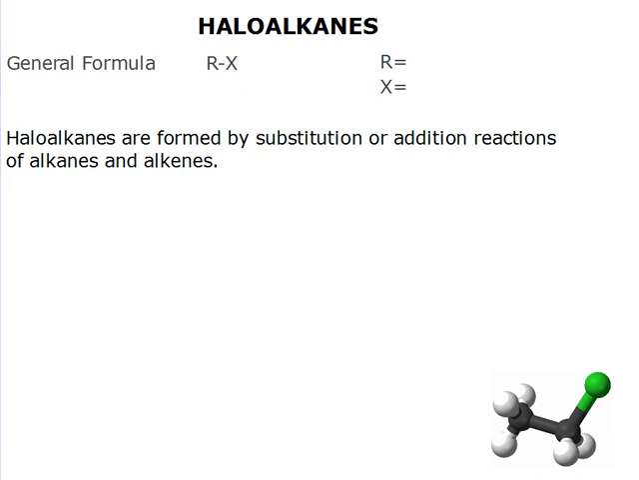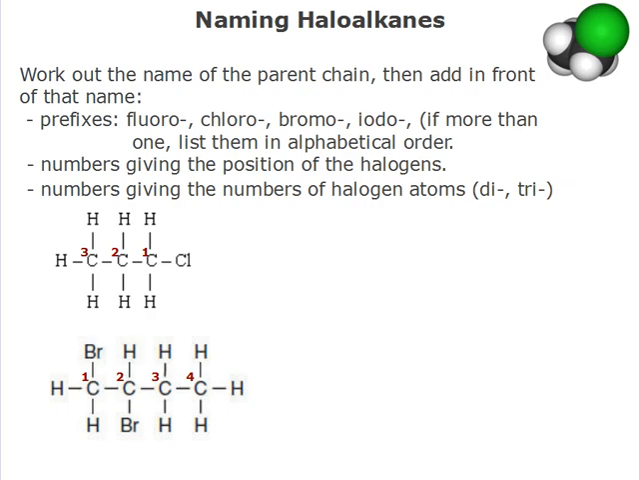Haloalkanes are organic compounds that have a hydrocarbon base with a halogen as their functional group. So they have a general formula RX, where R is an alkyl group, like methyl or ethyl, propyl. So it could have 1, 2, 3, any number of carbons in it. And X is the halogen. And the halogen could be fluorine, chlorine, bromine, iodine. Haloalkanes are formed by substitution reactions of alkanes or addition reactions of alkenes and alkynes, as we've already learnt about in the alkanes and alkenes sections of this topic.